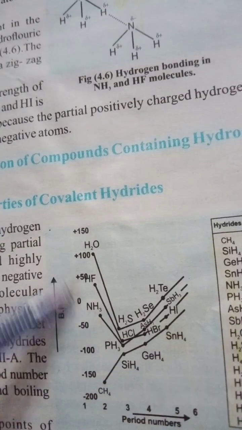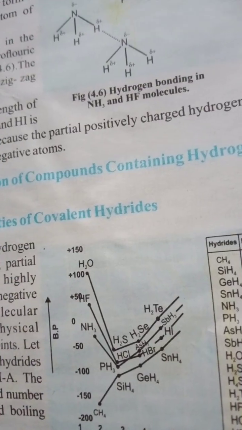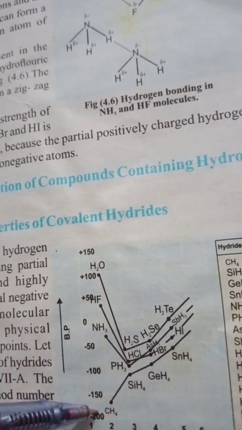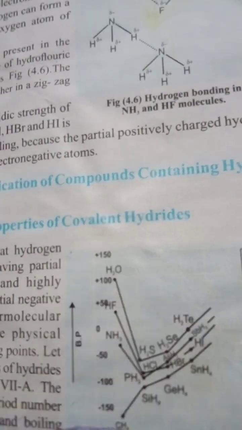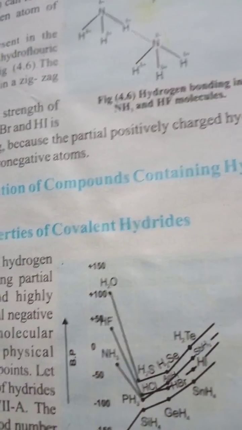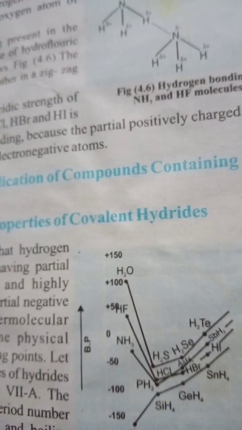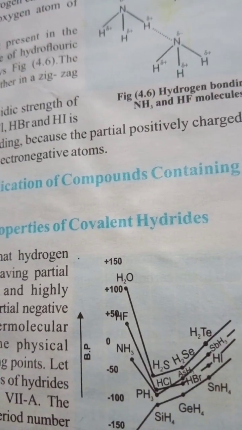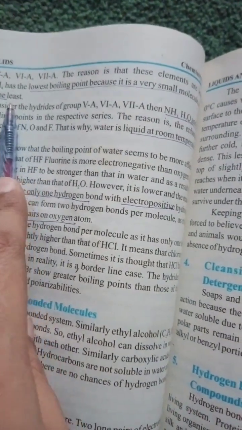Here are the hydrides of the fourth period, for groups 4, 5, 6 and 7. You can see that the boiling point of the hydrides of this group is very low, because they have very small electronegativity as compared to these elements. Another reason why the hydrides of the fourth group have very low boiling points is the small molecules and their least polarizability.